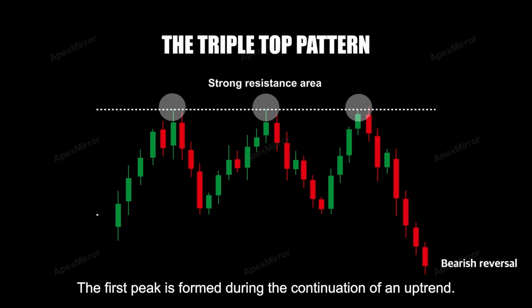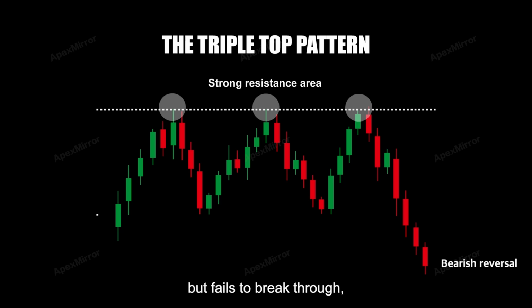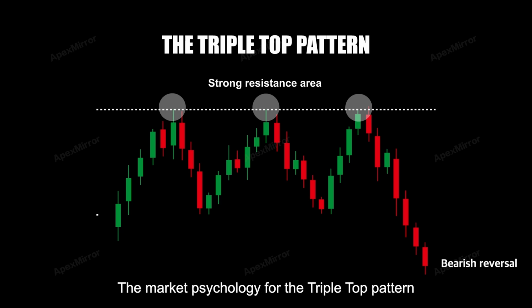The first peak is formed during the continuation of an uptrend, when the price pulls back and then rises to form a second peak but fails to break through. It suggests that buying momentum is waning. The market psychology for the triple top pattern is actually an extension of the double top pattern.